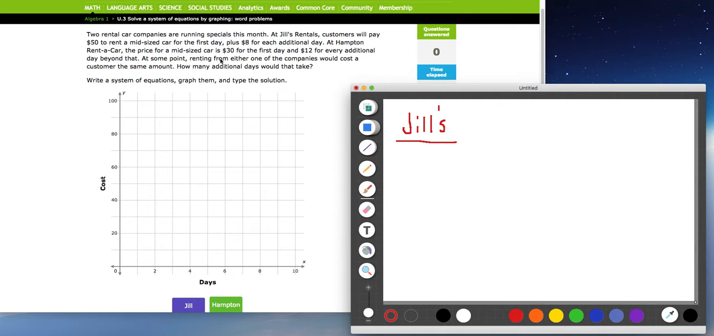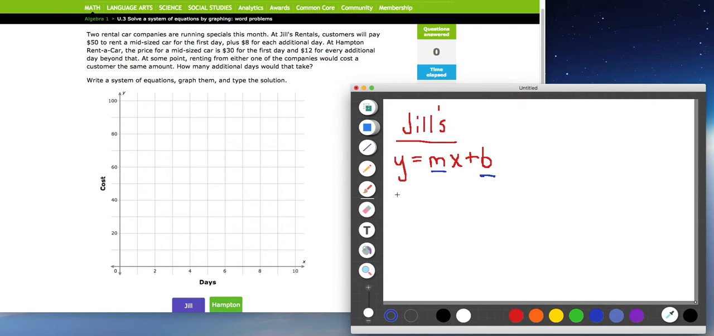So when you're graphing a linear equation in the form of y equals mx plus b, which you should know, m is the slope or the rate of change and b is the y-intercept. So the slope, which one of these numbers is the rate of change? Is it the $50 starting price or is it the $8 per day? Well, the per day part tells you that the $8 is the rate of change. That's how much it increases each day.